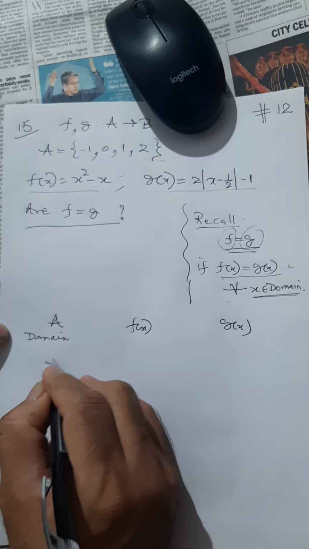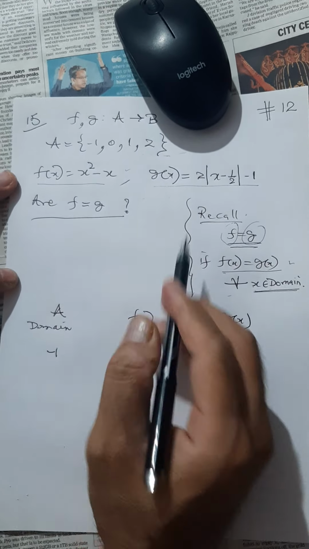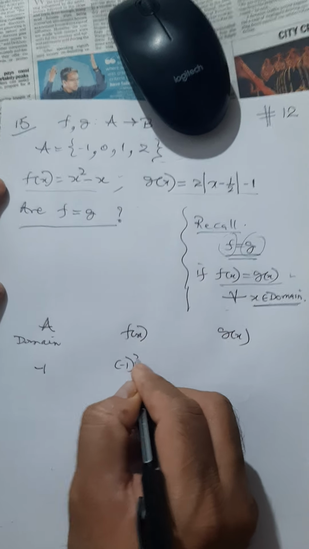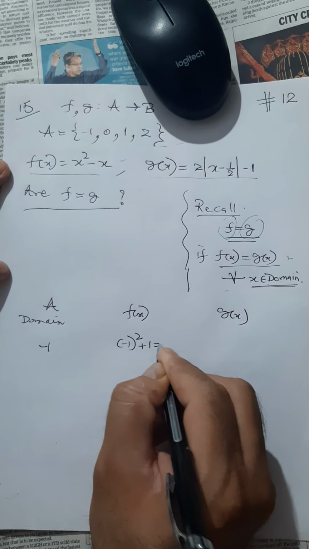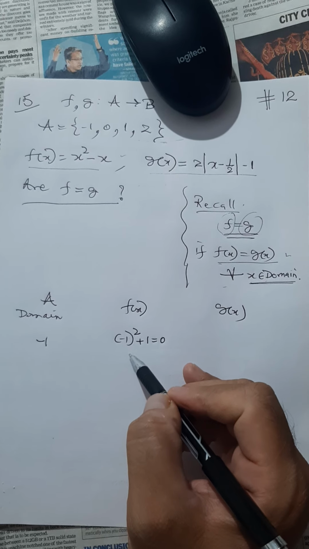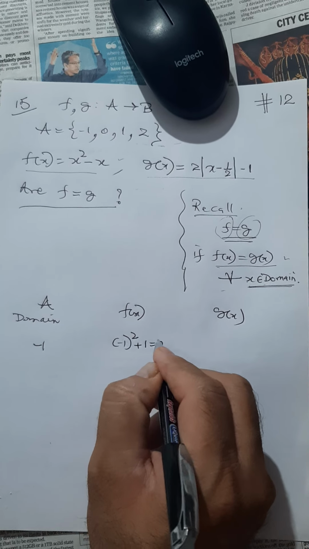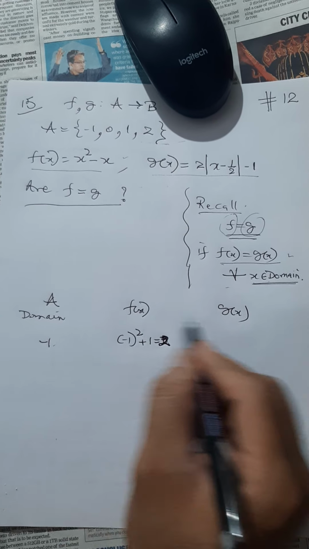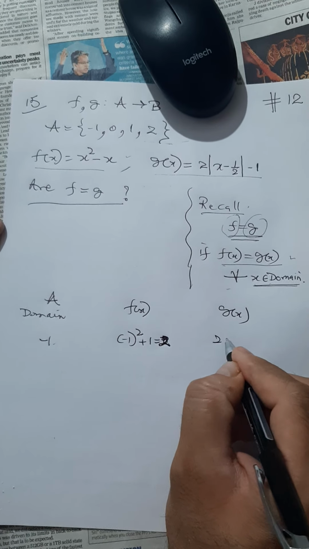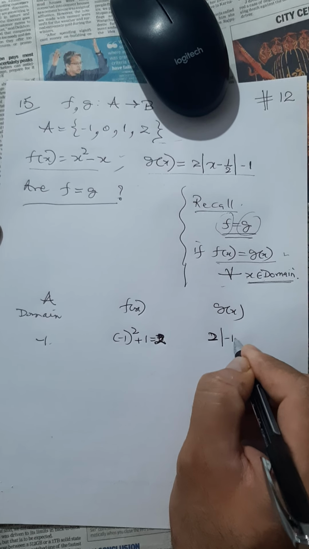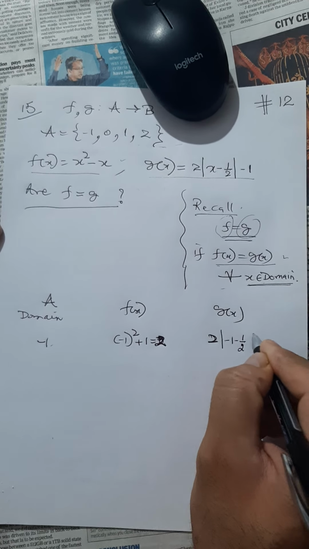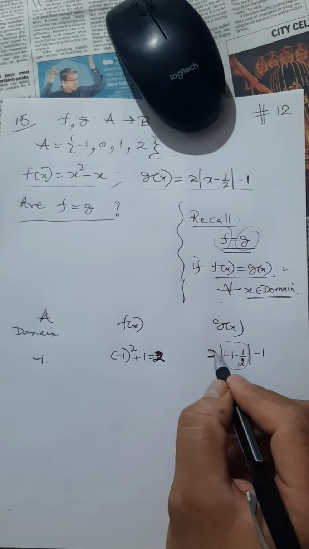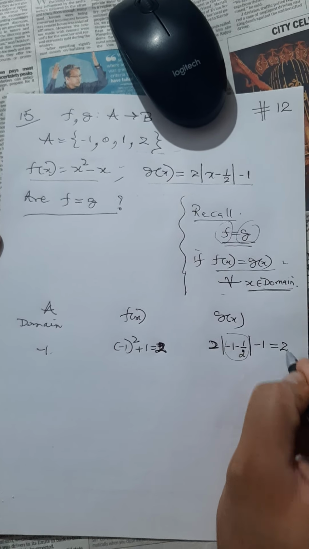First member, let's take minus 1. I'll find f of minus 1. What is f of minus 1? Minus 1 squared plus 1. So this is 0. Oh, sorry, this is 2. I'm sorry, this is 2. Find g of minus 1. So 2 into minus 1 by 2 minus 1. So this is 3 by 2, and the 2 will get cancelled. This is also 2.